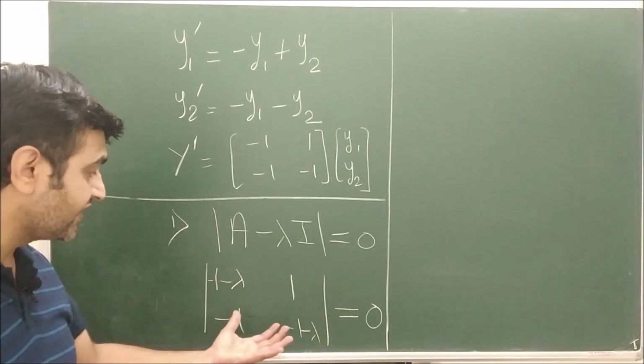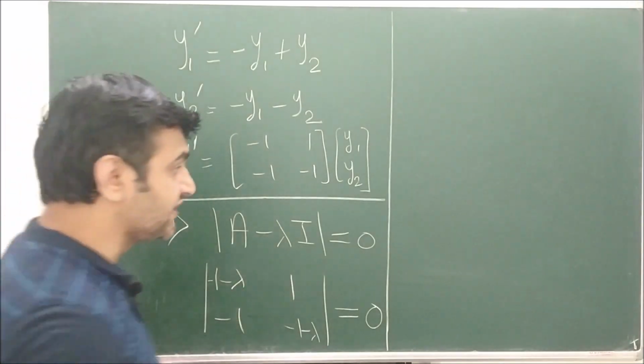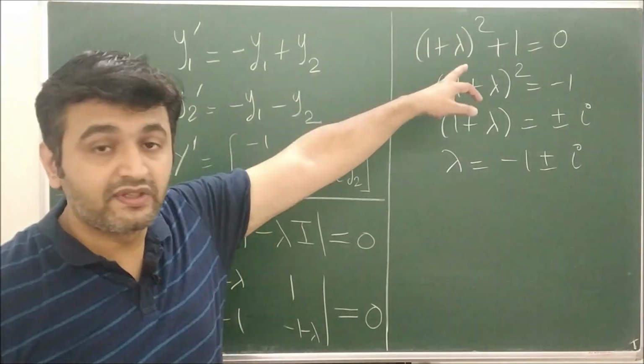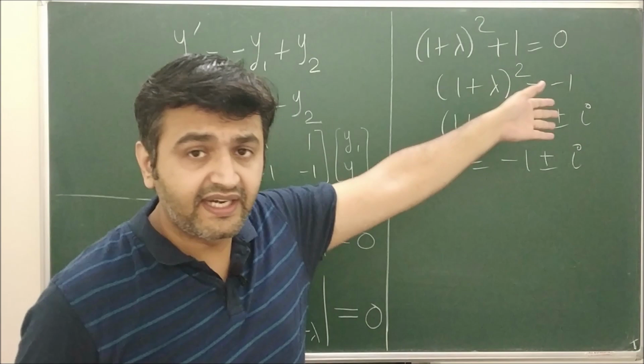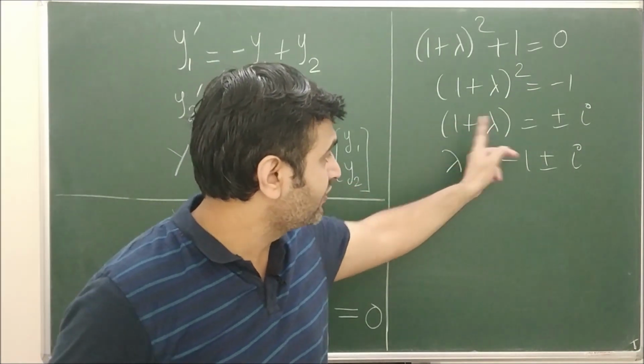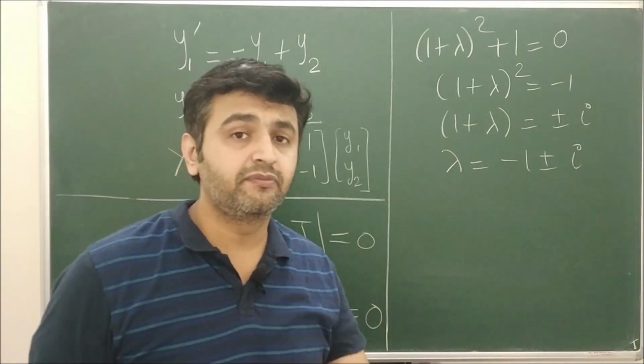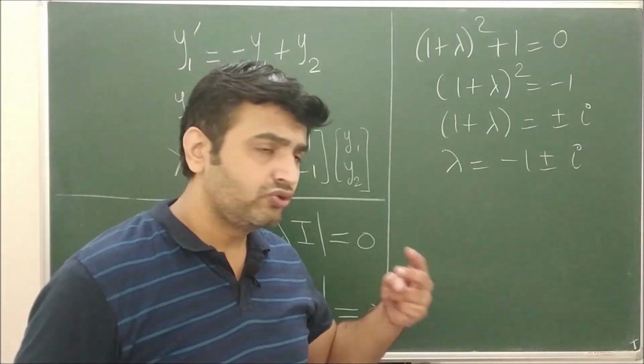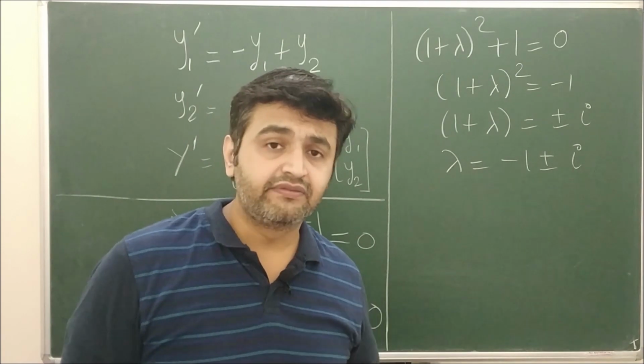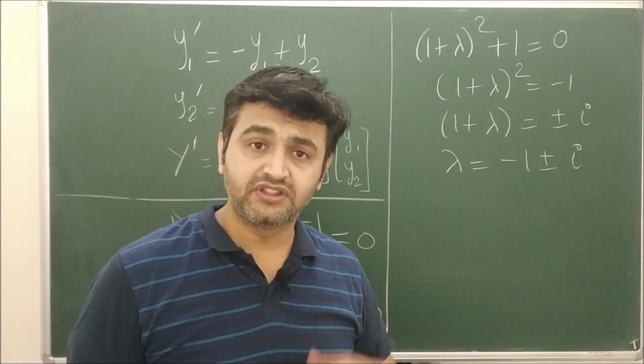Now what is the determinant? If you do the cross multiplication, you get (1 plus lambda) whole square plus 1 equal to 0. You take 1 to the right hand side, take the square root, and then take 1 to the right hand side. So the eigenvalues are minus 1 plus i and minus 1 minus i. So you have distinct eigenvalues. Obviously the eigenvectors will be independent, and then you can write down the general solution.